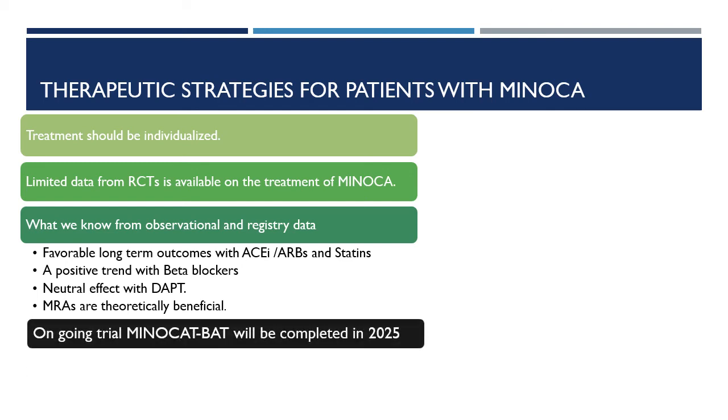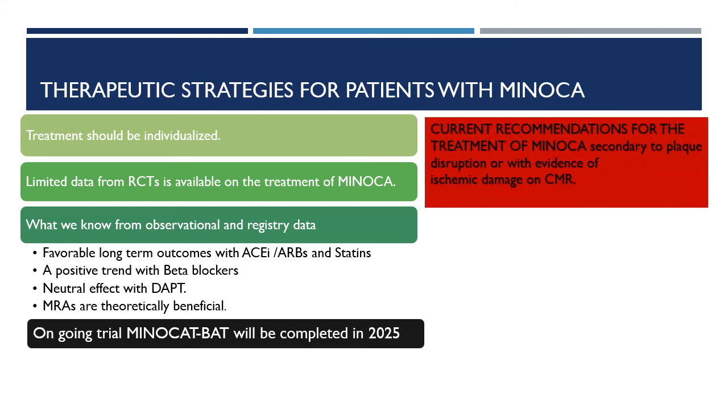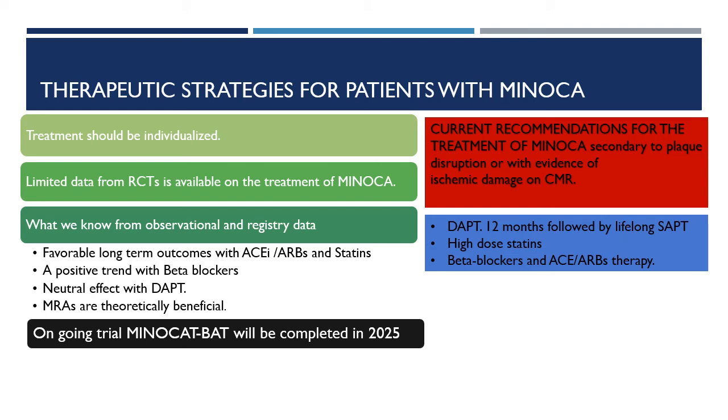You can check it yourself. The treatment of MINOCA depends upon the underlying cause. So the current recommendations for the treatment of MINOCA secondary to plaque disruption or with evidence of ischemic damage on CMR is that these patients should receive dual antiplatelet therapy for 12 months followed by lifelong single antiplatelet therapy, high-dose statins and beta blockers, and ACE inhibitors or ARBs therapy.